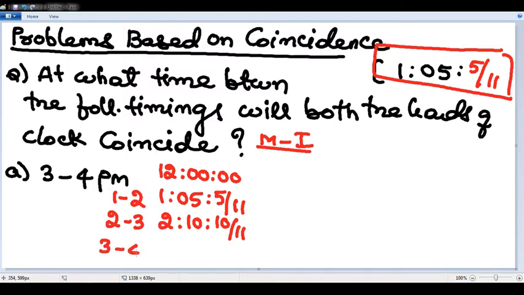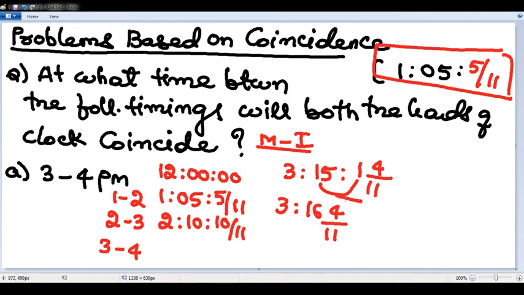Again 3 to 4. Again after 1 hour, 2 plus 1 is 3, 10 plus 5 is 15, 10/11 plus 5/11 is 15/11, which is 1 4/11, 1 carried. So the answer is 3:16 4/11. Between 3 to 4, they both will coincide at 3 hours 16 4/11. Please do not do this in the exam. It will take a lot of time.